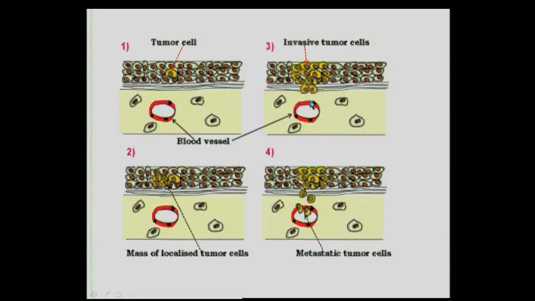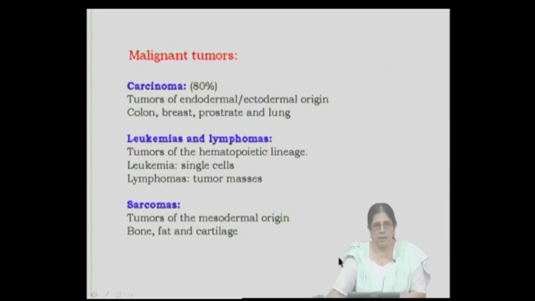Not only that, these cells can also enter the blood vessel. That is what is shown over here: the tumor cell now starts to metastasize, enters the blood vessels, and now through the blood it can go elsewhere. Metastatic tumors are cancers, and those are the ones that need treatment. Malignant tumors are classified under 3 categories: carcinoma, leukemias and lymphomas, and sarcomas.